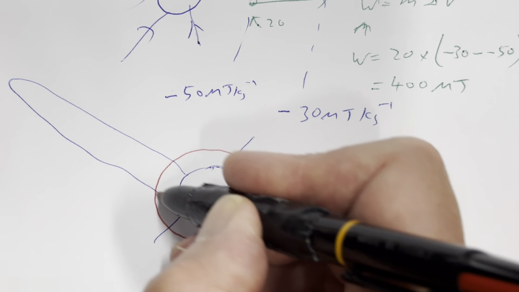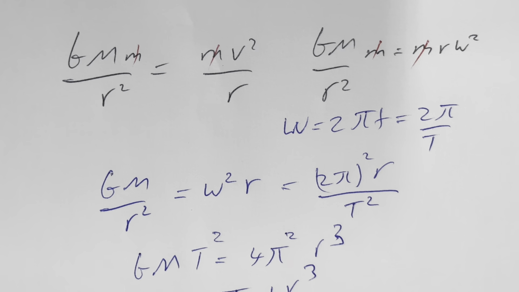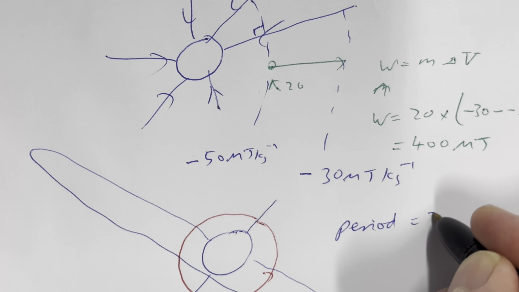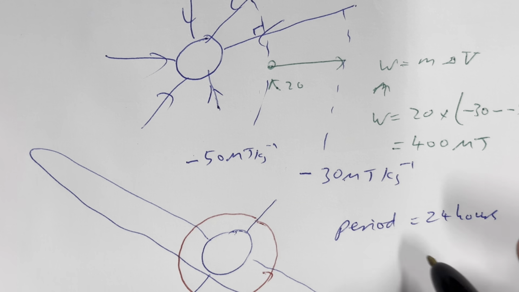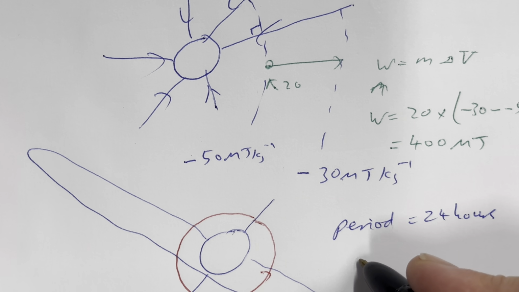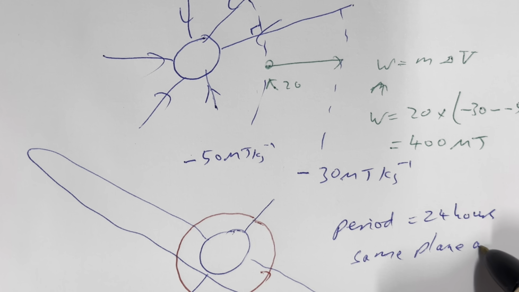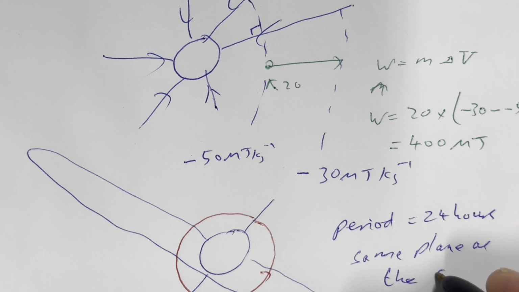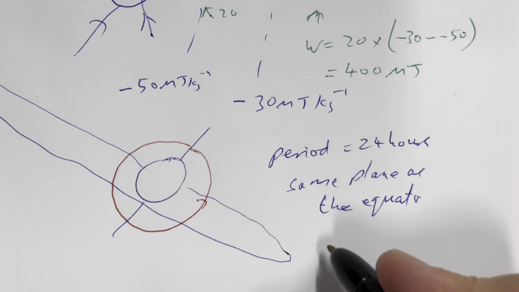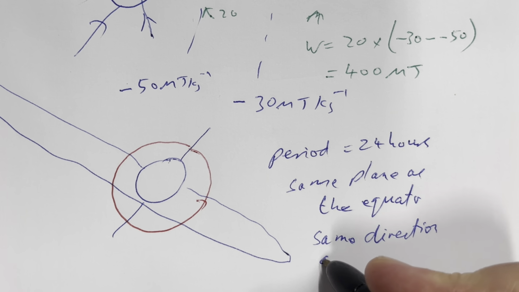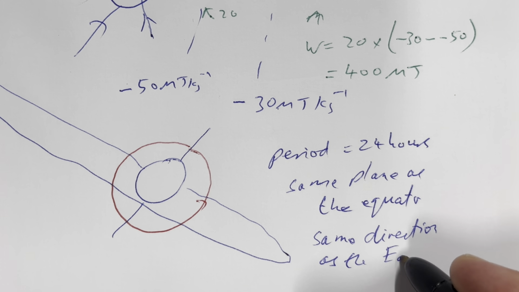Or we can have a much wider radius orbit, which we would get from here, a geostationary orbit. So it has a period of 24 hours. It is in the same plane as the equator. Plane means flat shape, so it has to be directly over a point on the equator and in the same direction as the Earth's rotation.